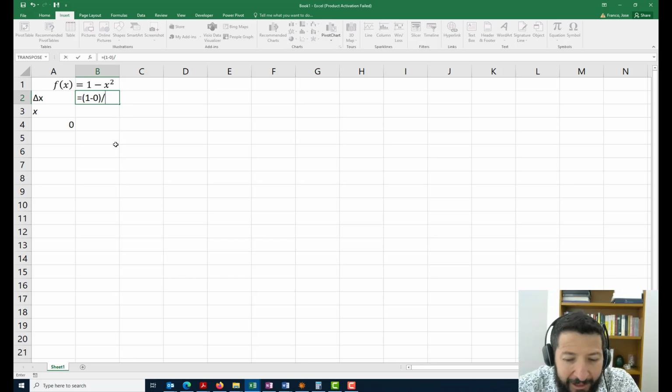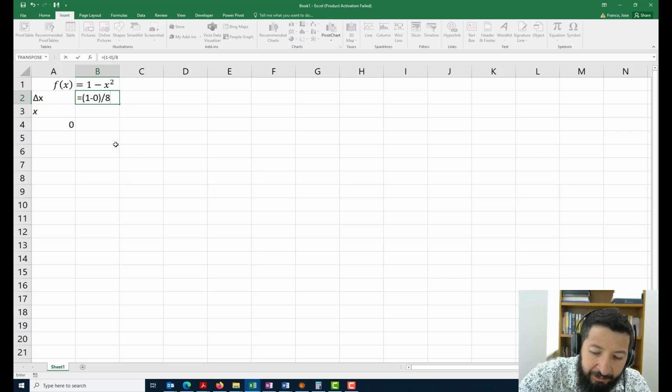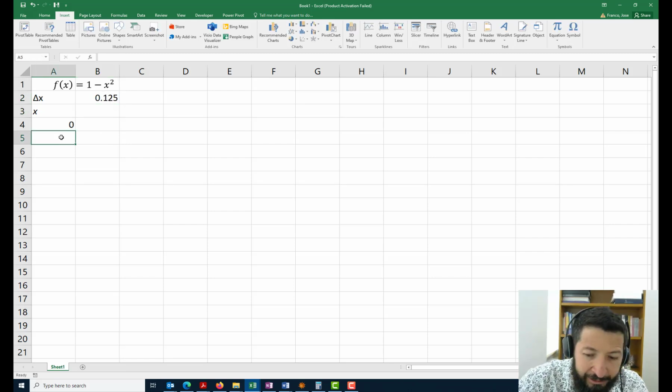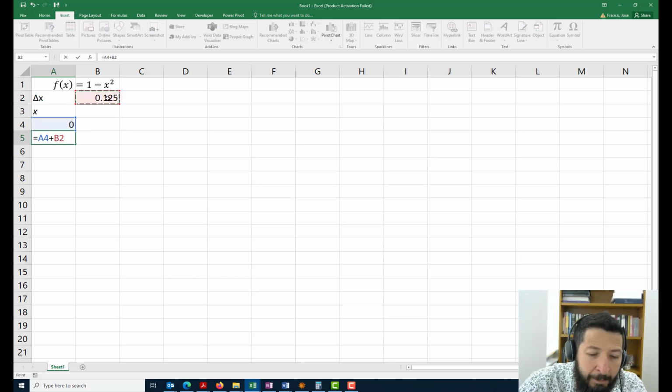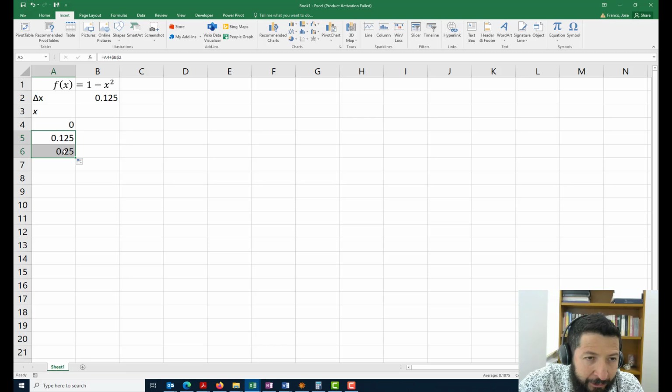So at the moment, because we already did 4, let's do 8 rectangles, just because with the computer it's a lot easier. So I'm going to go x, I'm going to start with 0, plus this one. But I want this cell to be fixed all the time. So I'm going to put dollar signs in front of both the column and the row. So that's going to fix that amount. So you see when you scroll your formula, you're just going to be adding the same amount, 0.125 all the way. And you're going to continue.